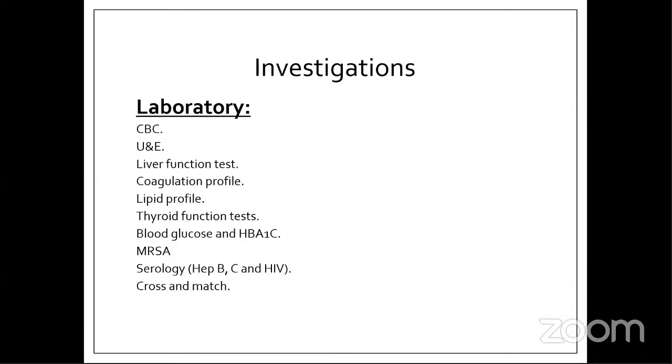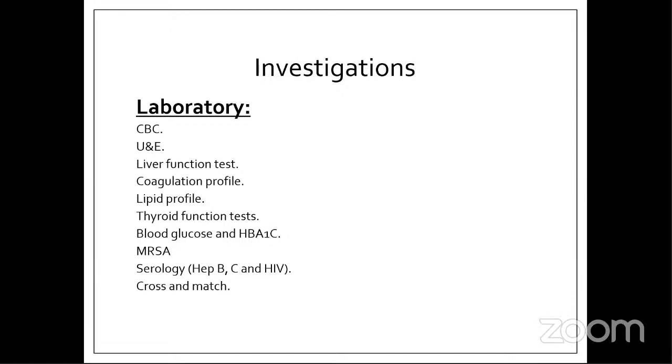So starting with the laboratory, CBC, check the hemoglobin and the WBC. If it's significantly elevated, this might be associated with an infectious process that needs to be identified before surgery. Of course, check the platelet count. The urea and electrolytes, check the creatinine and electrolytes and make sure they're within the normal range. Renal dysfunction is one of the predictors for postoperative mortality and morbidity.